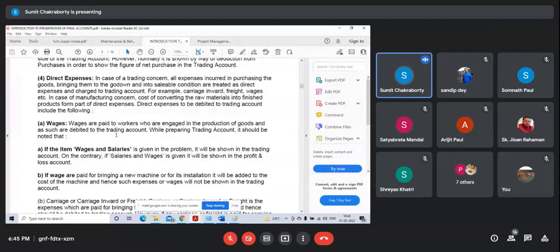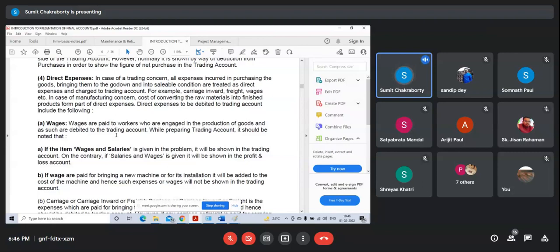Direct expenses. In case of trading concerns, all expenses incurred in purchasing the goods, bringing them to the godown and into sellable condition are treated as direct expenses and charged to the trading account. For example, carriage inward, freight, wages, etc. In case of a manufacturing concern, the cost of converting raw materials to finished products forms part of direct expenses.